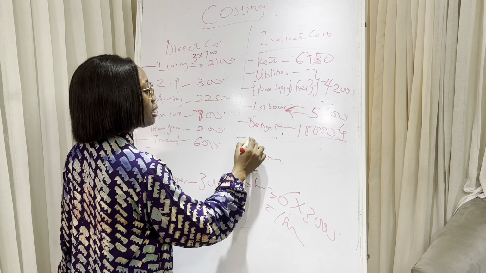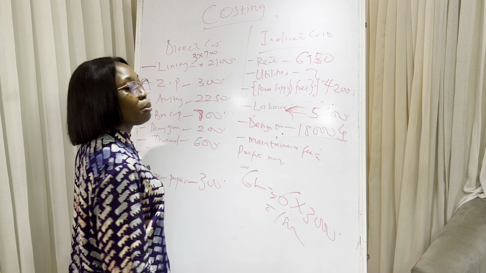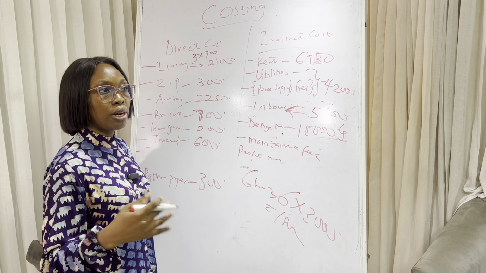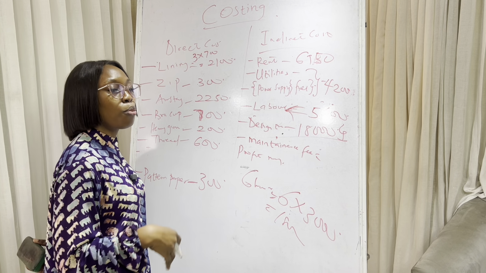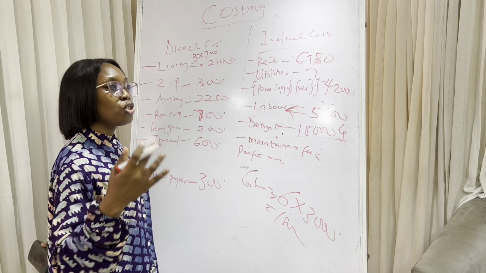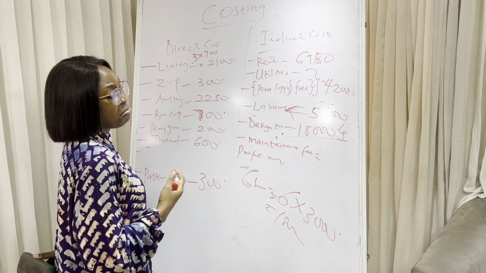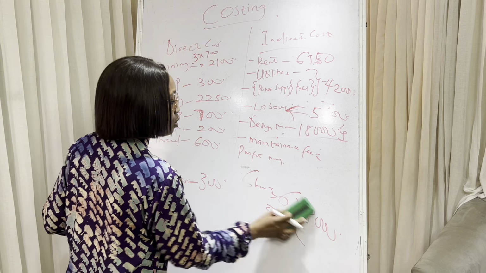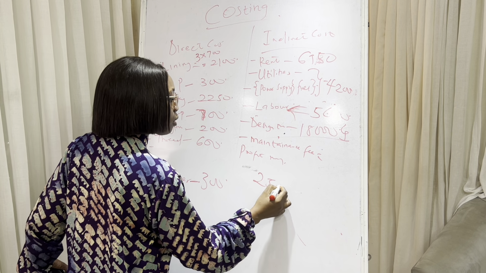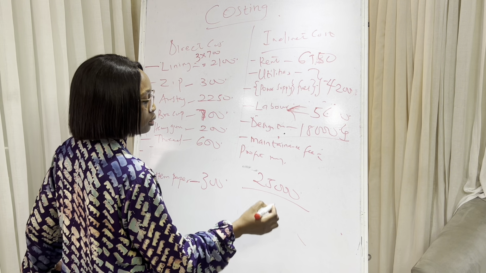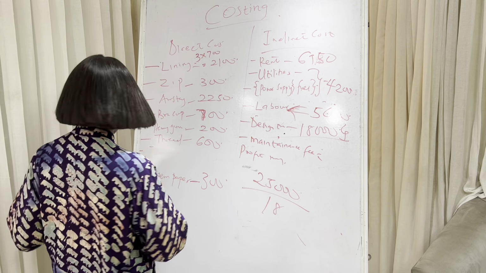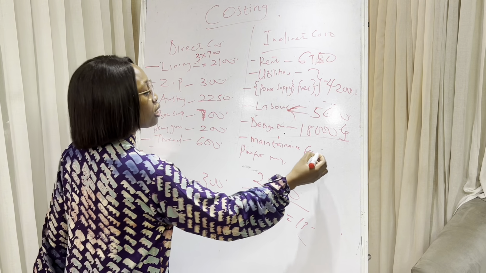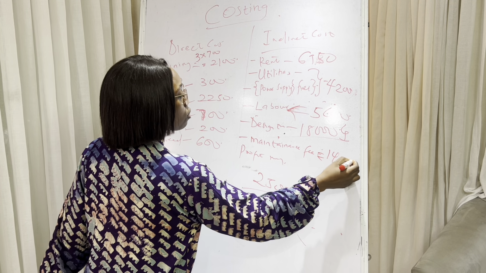And then the maintenance fee. Of course, how much do you spend as you're using your machines? Things are depreciating. Your generator will probably need a repair. So how much do you spend on maintenance every month? So let's say, give or take, every month you spend about 25,000 naira on maintenance. So that will be 25,000 divided by 18 outfits. This is giving us 1,300. I'll just approximate it to 1,400. So maintenance fee is 1,400.